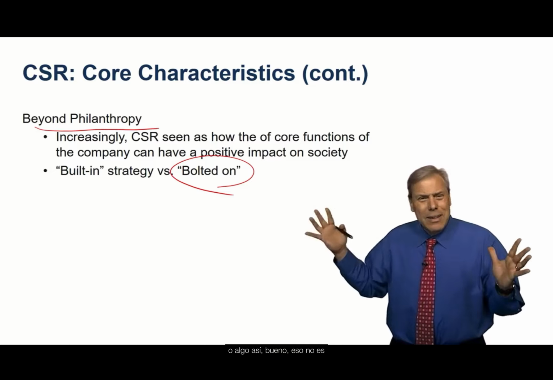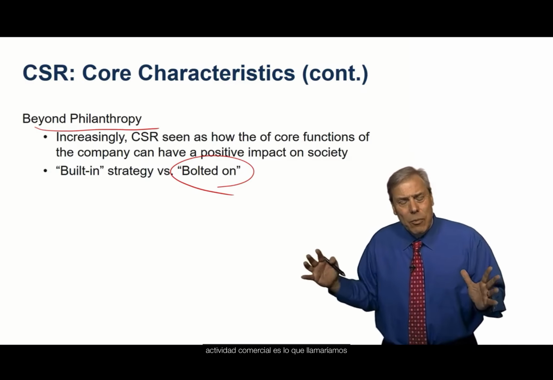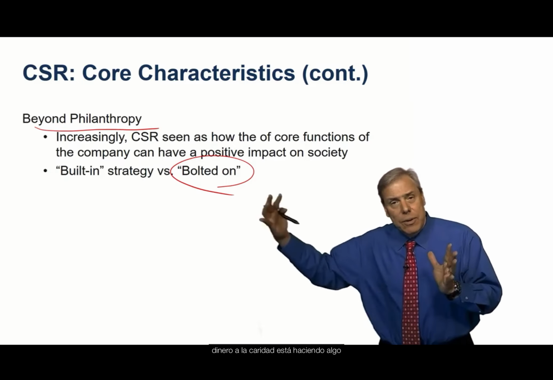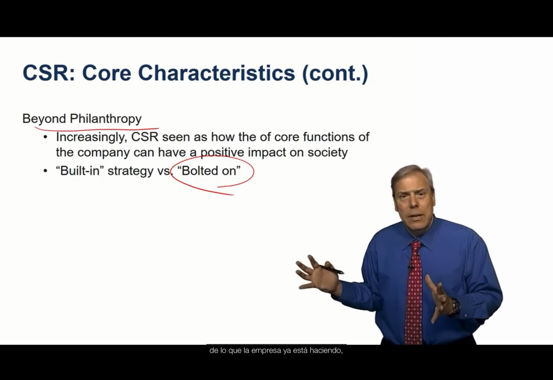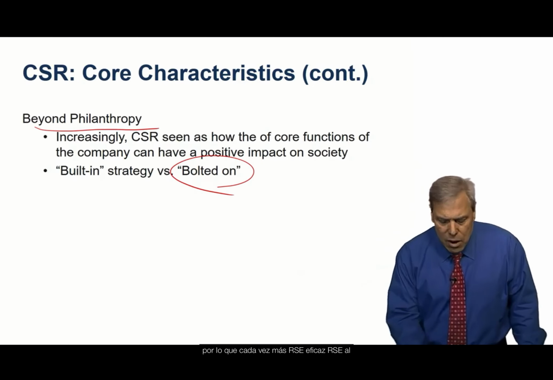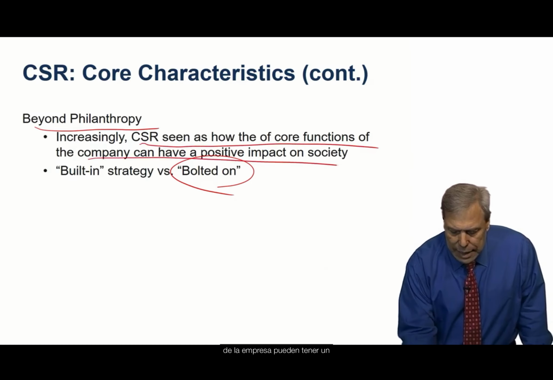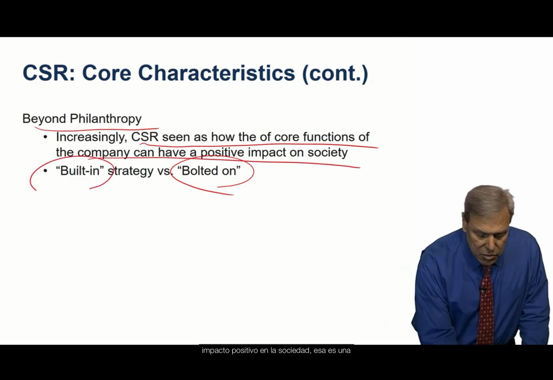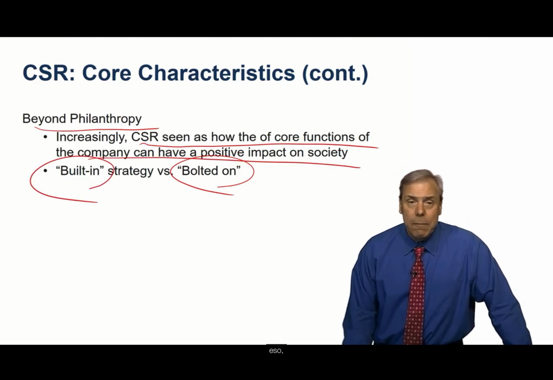Well, that's not completely an integral part of their business activity, is it? We would call that a bolted-on strategy. It's giving money to charity, it's doing something nice, but it's not integral to what the company is already doing. So increasingly, CSR, effective CSR at least, is seen as how the core functions of the company can have a positive impact on society. That's a built-in strategy rather than a bolted-on strategy. So let me give an example of that.